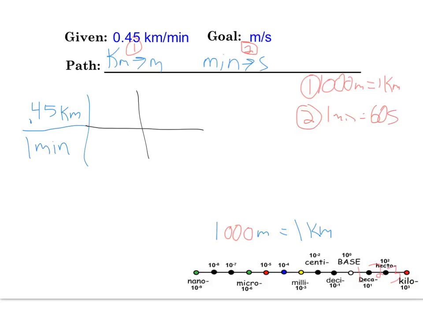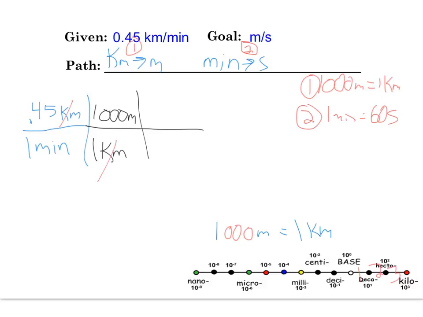We have kilometers on top, so we need to put kilometers on the bottom. 1 kilometer per 1,000 meters. Kilometers are going to cancel out with kilometers. If we were to stop right now, we would be in terms of meters per minute. That's not what we want. We want meters per second.